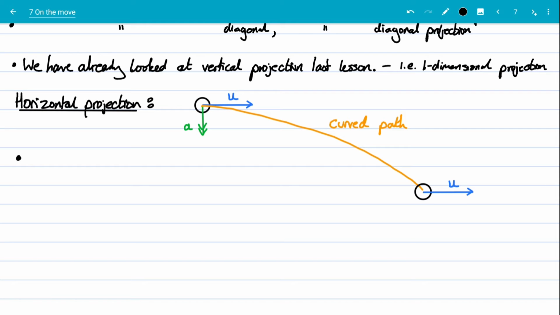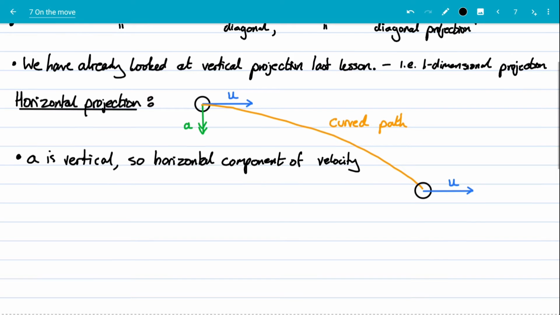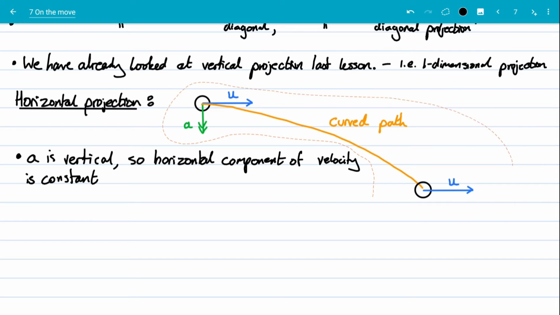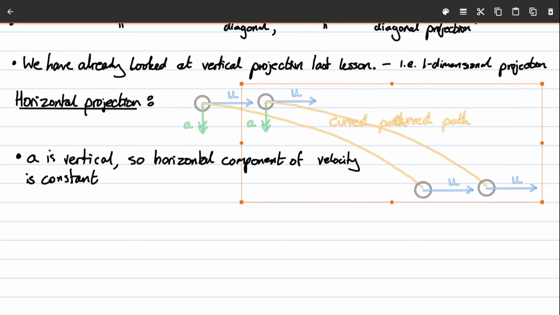So we're going to say acceleration is vertical. Horizontal component of velocity is constant. I might move that diagram slightly to make a little bit more room. Let's just move that over to there. There we go.